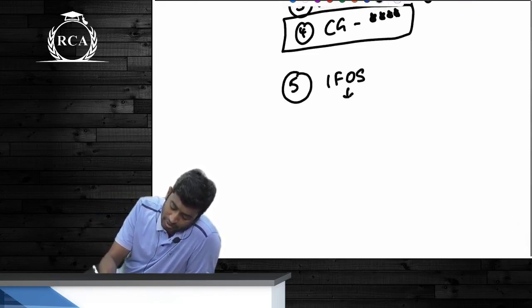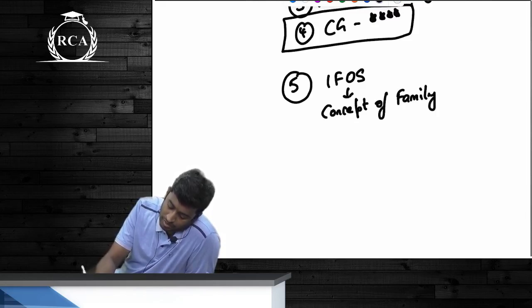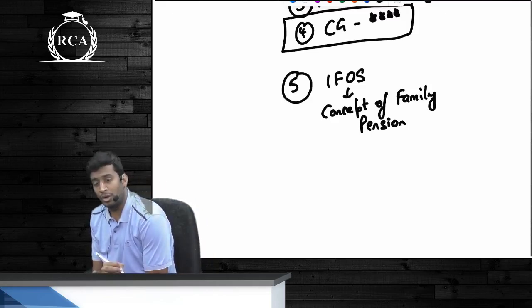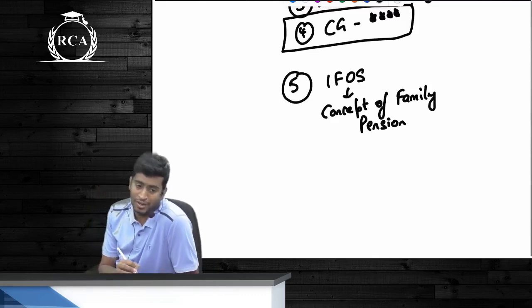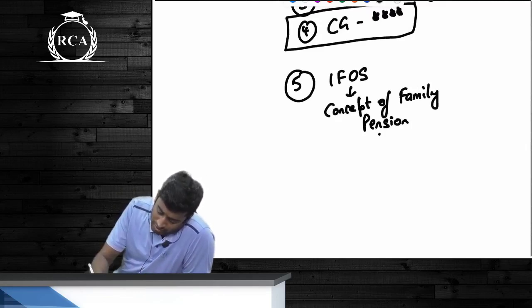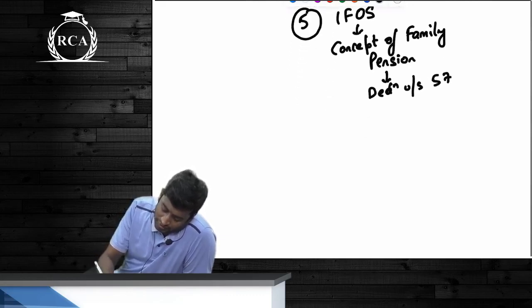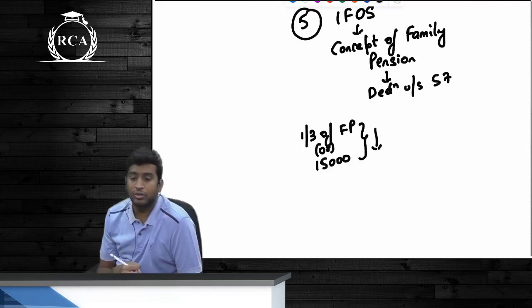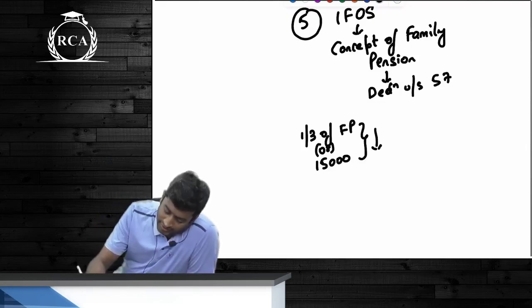Income from other sources. There is a concept called family pension. Do you remember what it was? In case the employee dies, the members of the family get a pension on a monthly basis. That amount is called family pension, taxable under the head income from other sources. In this you used to get a deduction under section 57, that is 1/3 of family pension or 15,000, whichever is lower.